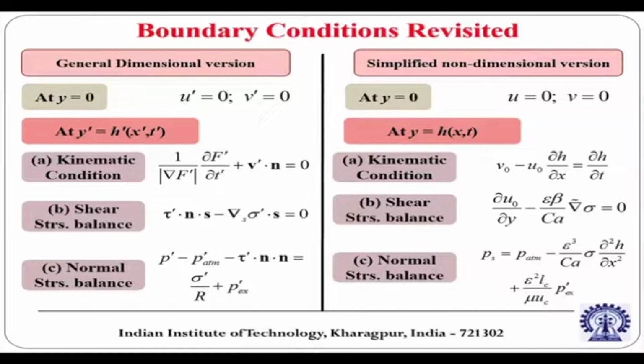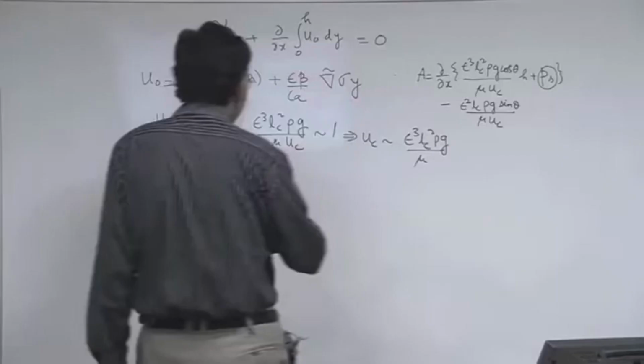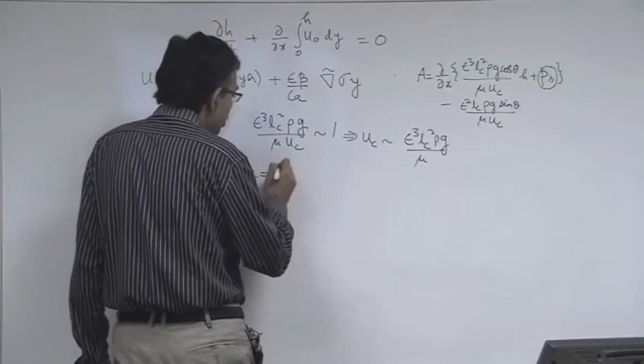The other term, epsilon cube by capillary number, where from has that term come? Epsilon cube by capillary number sigma del 2 h del x square, that has come from basically sigma into 1 by r, the radius of curvature. So that is the surface tension term. Now how important that term is we will now assess. So what is the capillary number? Mu UC by sigma.